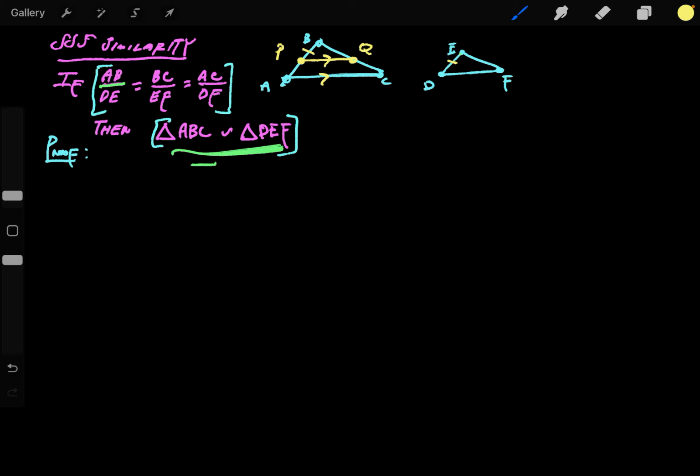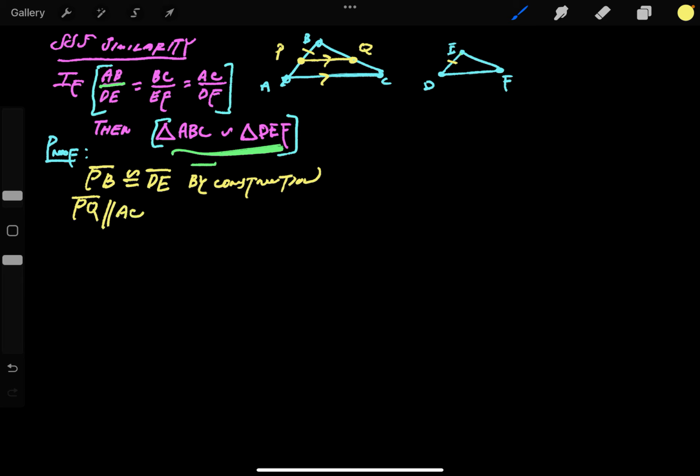Now, what do we have so far? We have PB is congruent to DE by my construction. And I also have that PQ is parallel to AC by my construction. And also the given here, but we'll use that in a second. But now, what do I have?